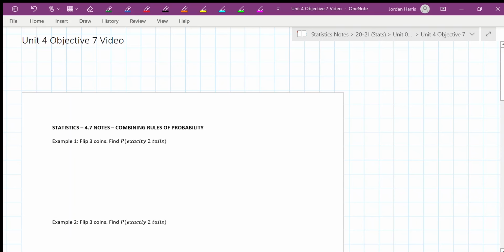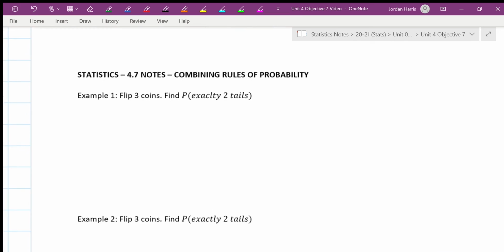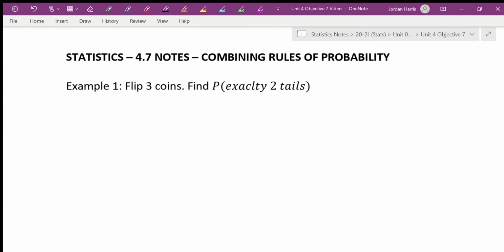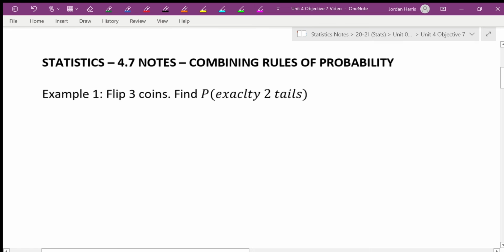This is 4.7, combining rules of probability. So we're not really adding much new here, but we kind of are. The first example should be a familiar problem. You've actually solved this problem quite a few times on homework, on notes. We always did it with a tree diagram. So that's what I'm going to do.